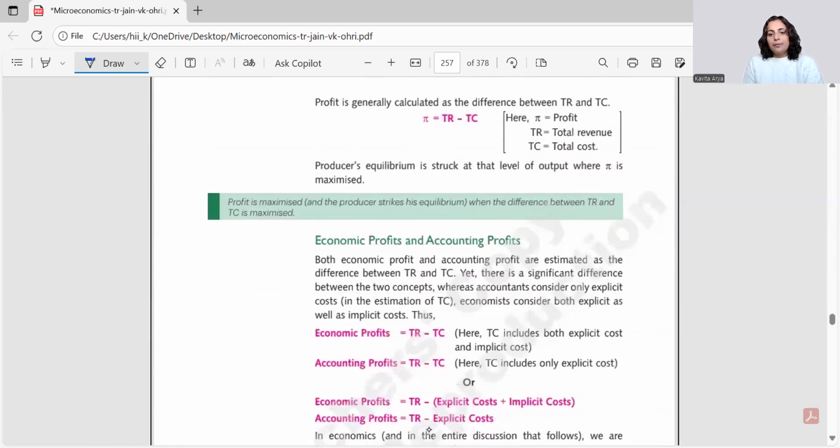For profits in economics, we denote it by the term pi. So pi denotes the profits, right? Profits are equal to total revenue minus total cost.